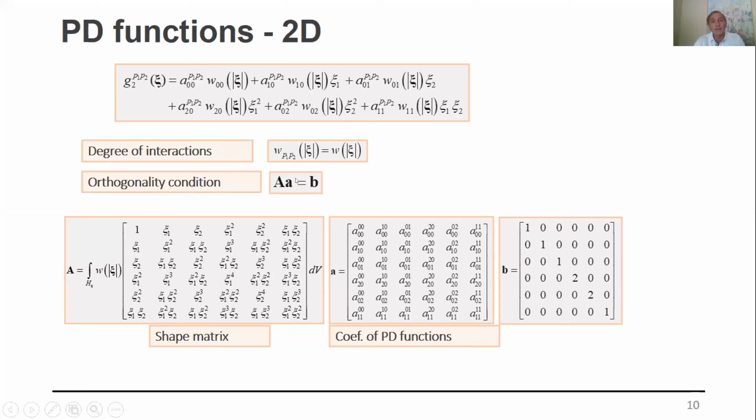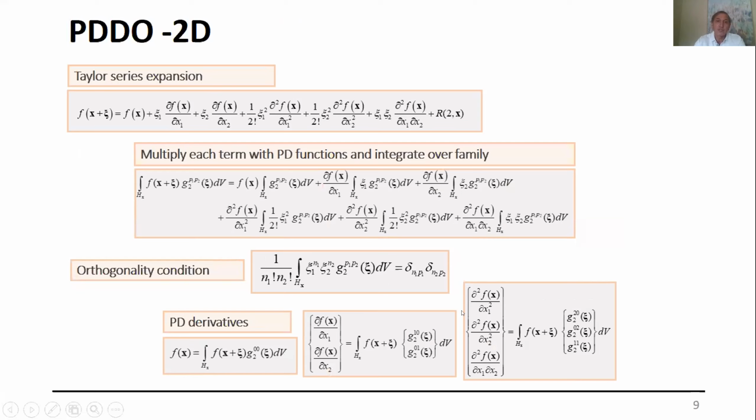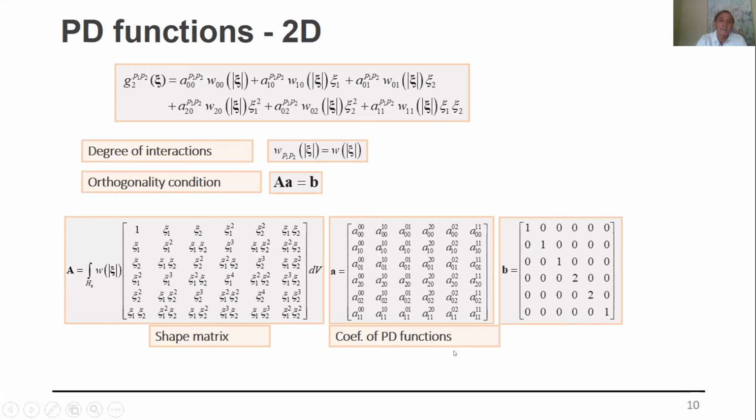If I enforce the orthogonality condition that I showed you on the previous slide, I'm going to end up with a system of algebraic equations to determine the unknown coefficients of the peridynamic functions. So this is my shape matrix A, and each column that you have here represents the unknown coefficients of the peridynamic functions. And the right-hand side is my known values coming from the orthogonality condition. So once you solve the system, you determine these coefficients, put them back in here, and then you go back and perform your integration, and you end up with the derivatives of interest. So that's very simple.